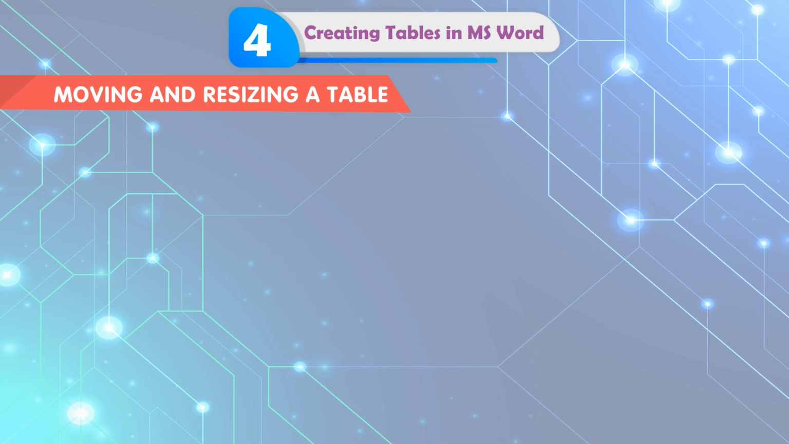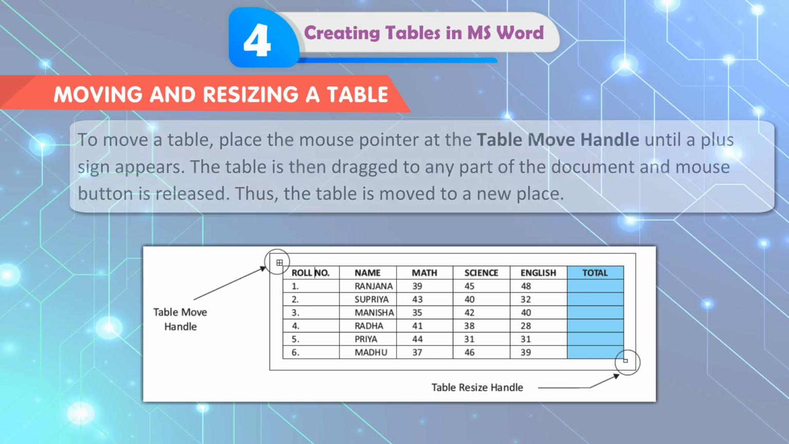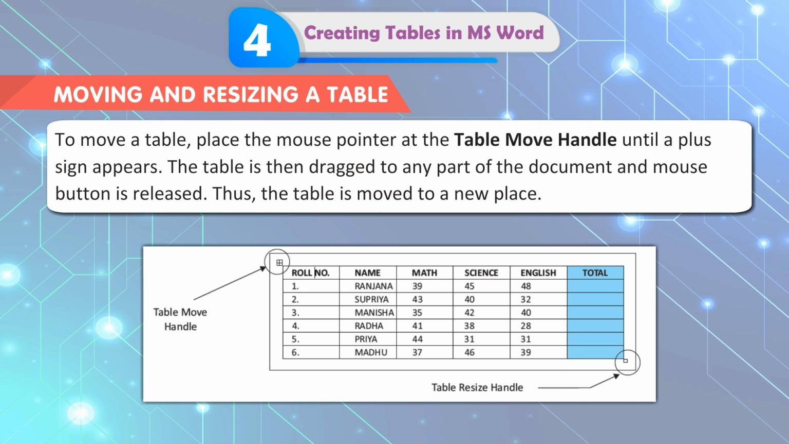Moving and resizing a table. The size of a table can be increased or decreased if needed. When we click on the table, a plus sign at the left corner appears. It is known as the Table Move Handle. A small hollow square at the right corner of the table is called the Table Resize Handle. To move a table, place the mouse pointer at the Table Move Handle until a plus sign appears. The table is then dragged to any part of the document and the mouse button is released. Thus, the table is moved to a new place.